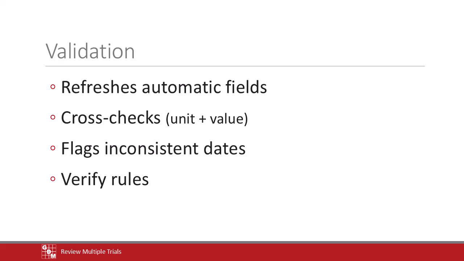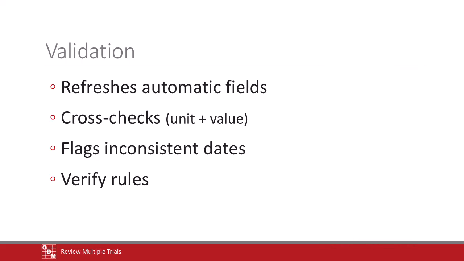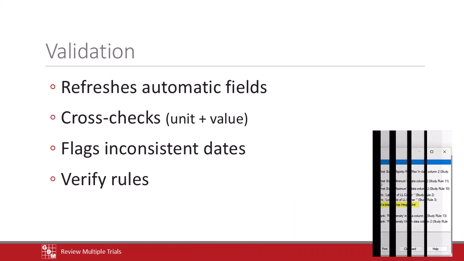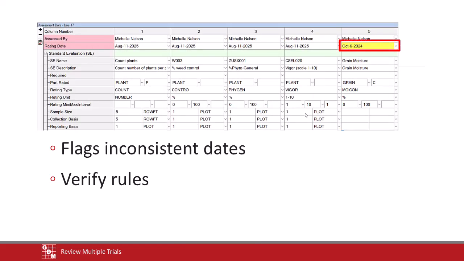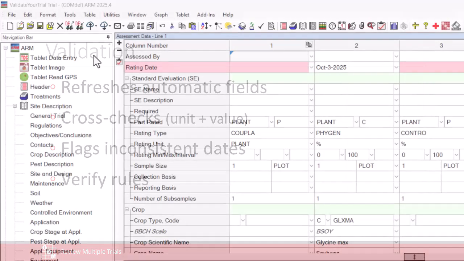When you validate a trial, ARM performs the following tasks: refreshes calculated and translated fields, performs cross-checks, like verifying that if a unit is entered, a value must also be filled, flags inconsistent dates, such as an assessment in 2024 for a 2025 trial, or an initiation date that comes after an application date, checks all study rules, and reports errors for failed required rules, and warnings for failed recommended rules.